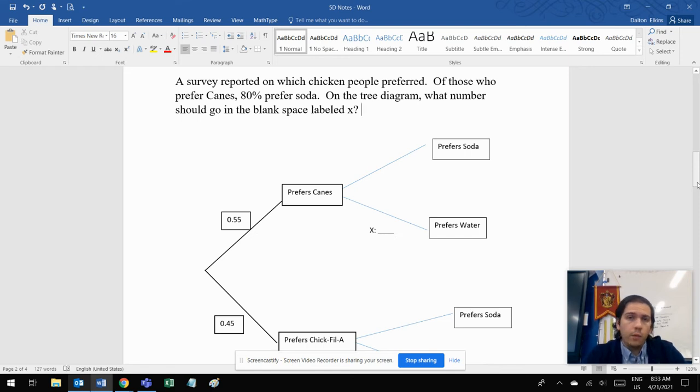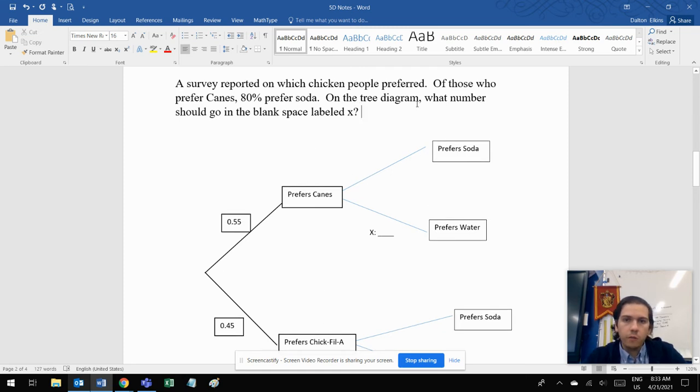In this video, we're going to look at how we could use tree diagrams to calculate probability when we're given a little bit of actual probability. So here we have a survey that reports on which chicken people prefer. They either prefer Cane's or they prefer Chick-fil-A. Of those people who prefer Cane's, 80% prefer soda. On the tree diagram, what number should go in the blank space labeled X?